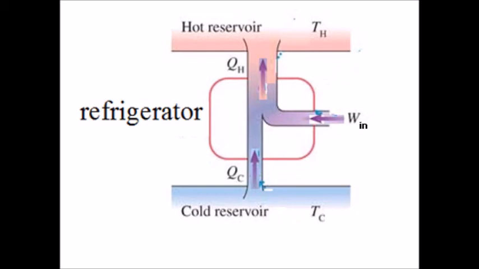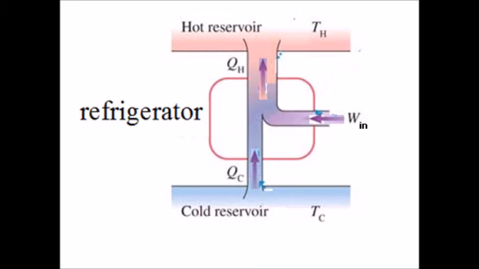What does a water pump do? A water pump pumps water where it don't want to go. A water pump pumps water from a lower elevation to a higher elevation. You add in work and water goes from a lower elevation to a higher elevation. This refrigerator does the exact same thing. Energy comes in and heat is pumped from the cold reservoir up into the hot reservoir.